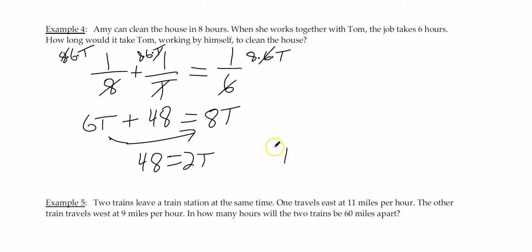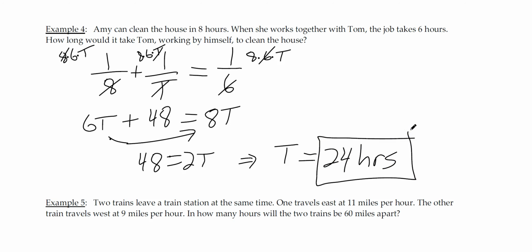So t equals 24, and this is hours. I don't know what Tom is doing, but he's definitely not working very fast. Amy can do it in 8 hours. Tom can do it in 24 hours. When they're working together, it only takes 6 hours. Saves her 2 hours, even though he's way slow. Maybe she should work with him.